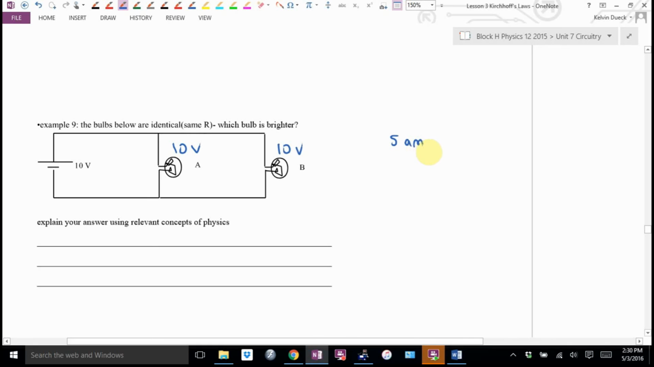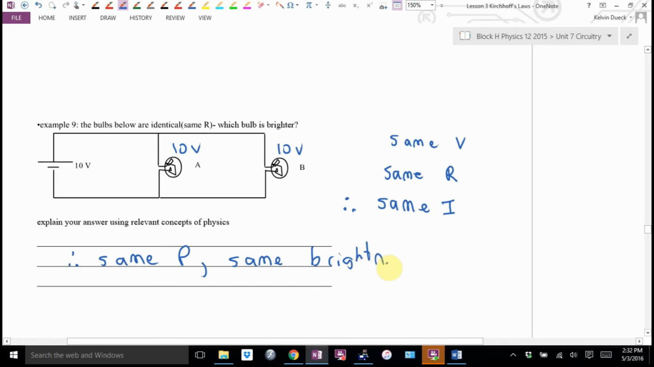So I'm going to make a little note here. Question says same R. Yes? What can you tell me about their currents if they have the same voltage and the same resistance? If you have the same V and the same R, what can you tell me about your current? So I'll put a little therefore. And if you have the same current and the same voltage, what can you tell me about your power? What can you tell me about the brightness? Therefore, same power, same brightness.